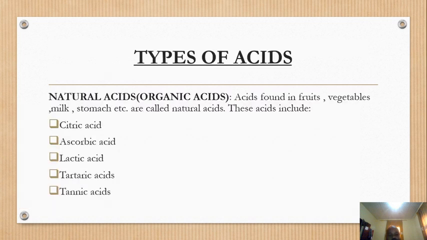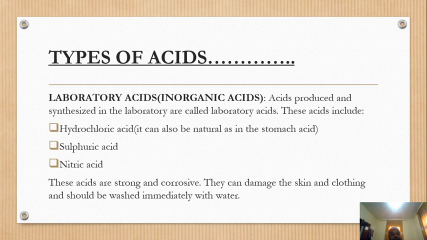There are two types of acids: natural acids. Natural acids are also called organic acids. They are found in fruits, vegetables, milk, stomach. This includes citric acid, found in lemons; ascorbic acid, found in vegetables and fruits; lactic acid, found in milk; tartaric acid, found in grapes; tannic acid, found in tea.